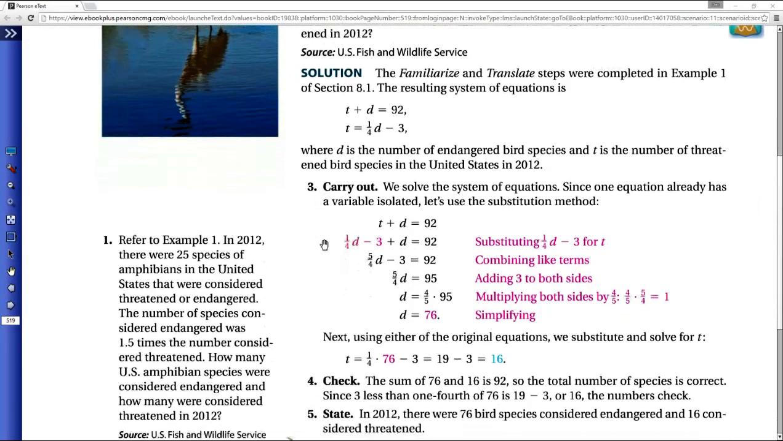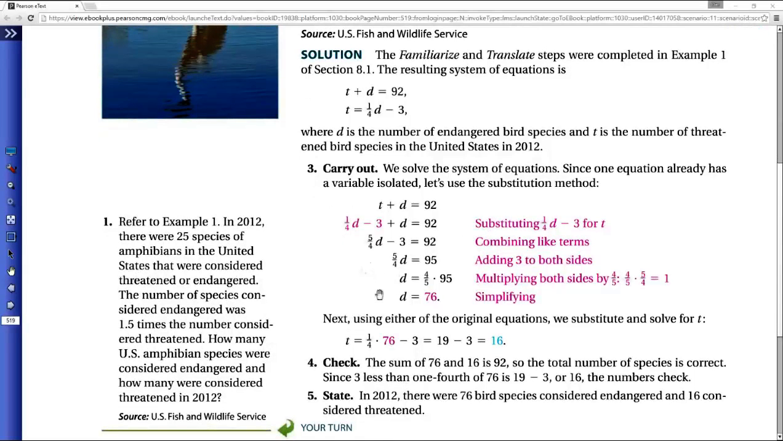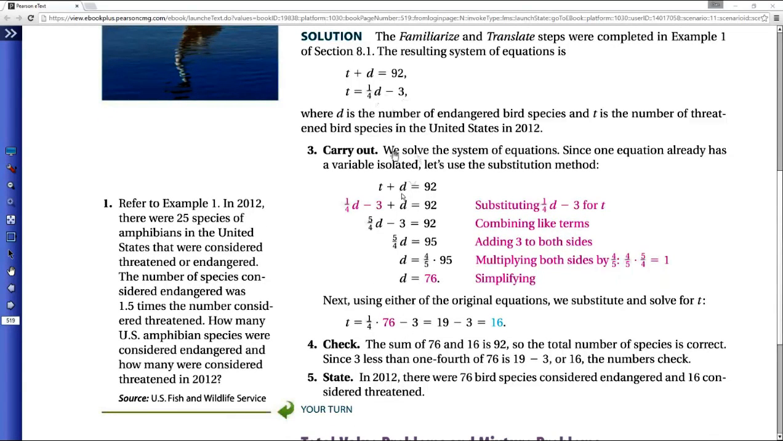In this case, they're going to solve the system of equations using the substitution method. Probably what triggered that strategy is this: it's already solved for T, so I can just go to the other equation and put one-fourth D minus 3 in for T, and that's what they did right here. Then they solve the equation for D, and they get D equals 76. Now I can put 76 in either one of these equations, and I have an equation with just one variable, so I can solve for that. And they find out that T would be 16 in this case.